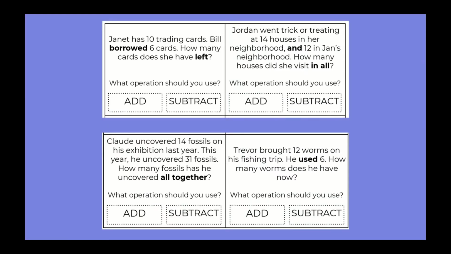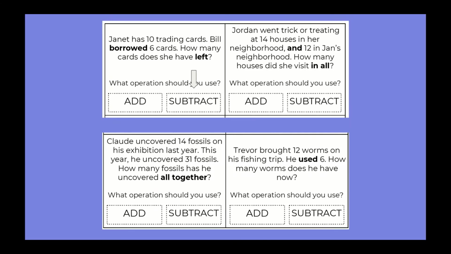Let's look at some practice problems, okay? So I'm going to start at the top left. It says Janet has 10 trading cards. Bill borrowed 6 cards. How many cards does she have left? Here's some terms that let me know whether to add or subtract. They are bolded, so borrowed and left. When you borrow something, you take it away. And so if it asks me how many left, I know I'm going to use subtraction. Okay, so 10 minus 6 is 4. She has 4 cards left.